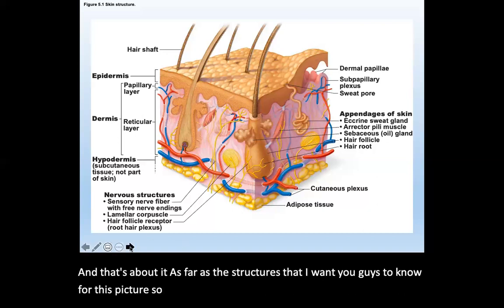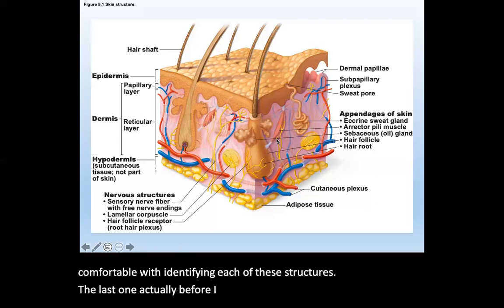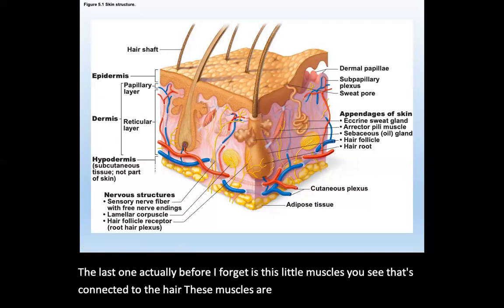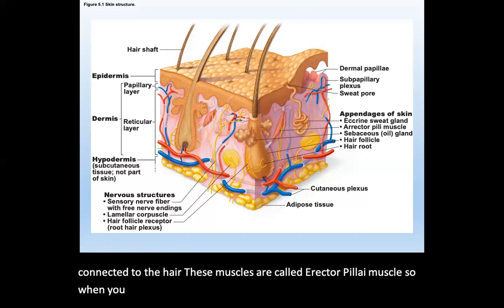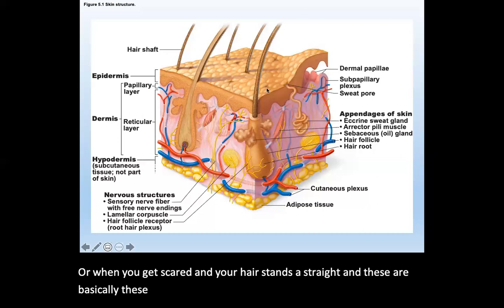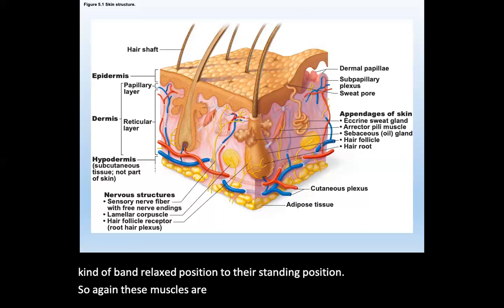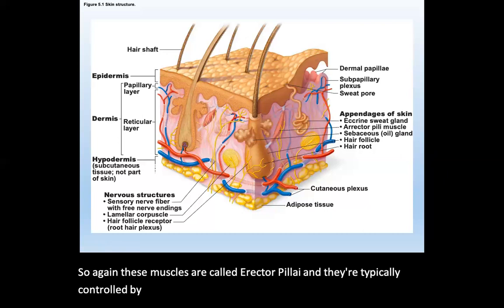So again, please make sure you review this and be comfortable with identifying each of the structures. The last one, actually, before I forget, is these little muscles you see that are connected to the hair. These muscles are called erector pili muscles. So when you get goosebumps, or when you get scared and your hair stands straight, these muscles are contracting and forcing your hair to go from that kind of bent, relaxed position to the standing position. So again, these muscles are called erector pili, and they're typically controlled by your sympathetic nervous system during a fight or flight response.